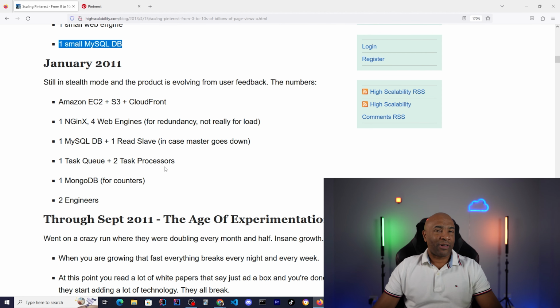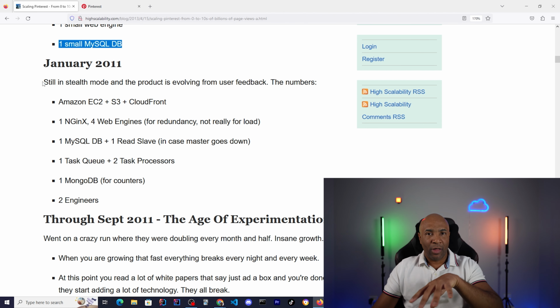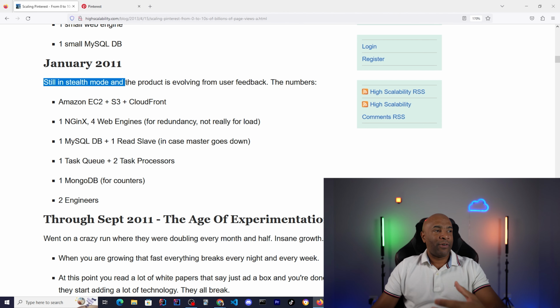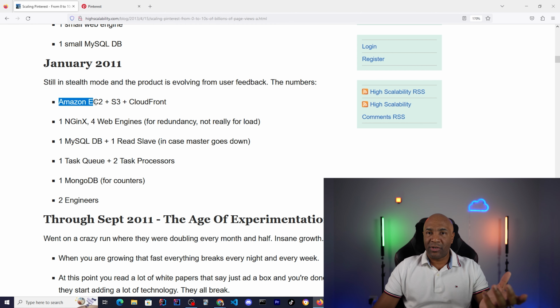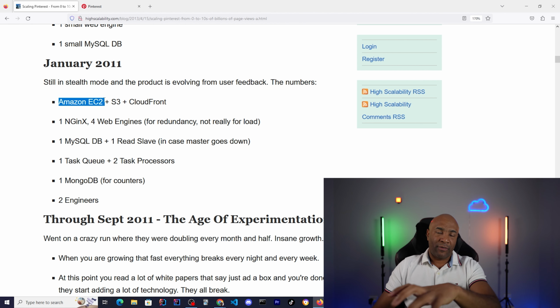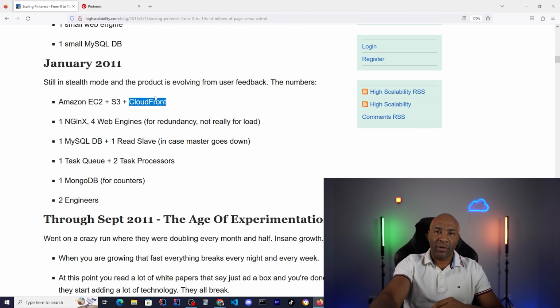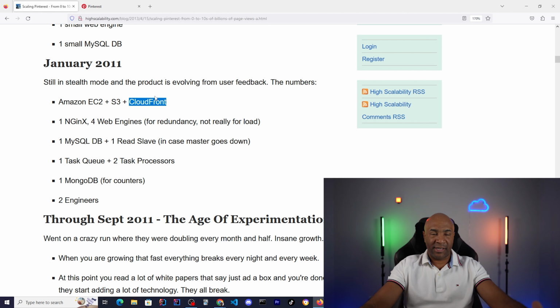So in January 2011, they were still in stealth mode, and the product was evolving from user feedback. They launched in 2010, let the users play around, and kept collecting feedback from their users. And the numbers at that time were: they were now using Amazon EC2 as the provider for their virtual machines, S3 as blob storage, and CloudFront, which is an edge to serve their CDN. So all images they could cache on the CDN.